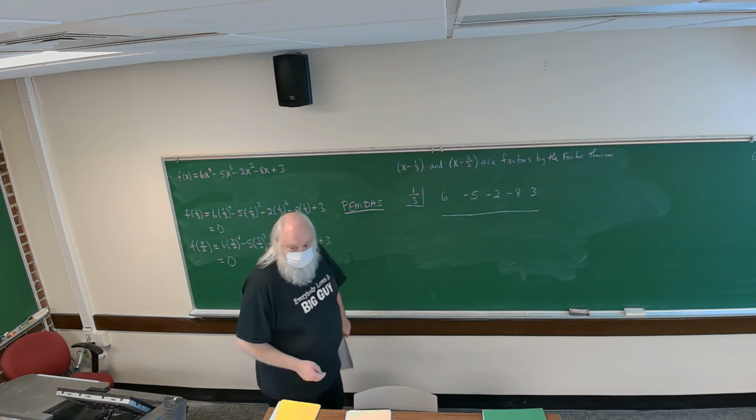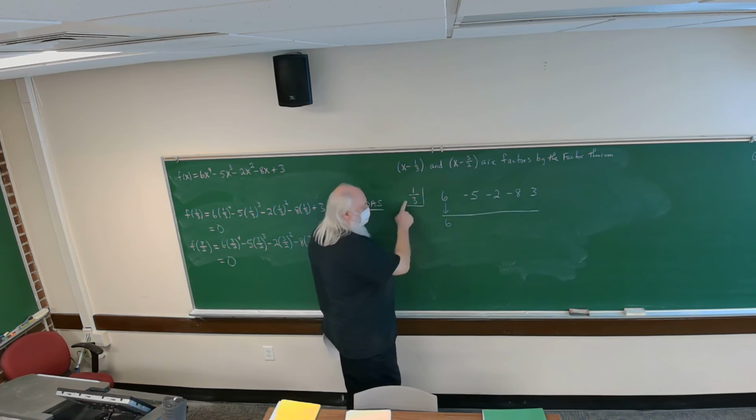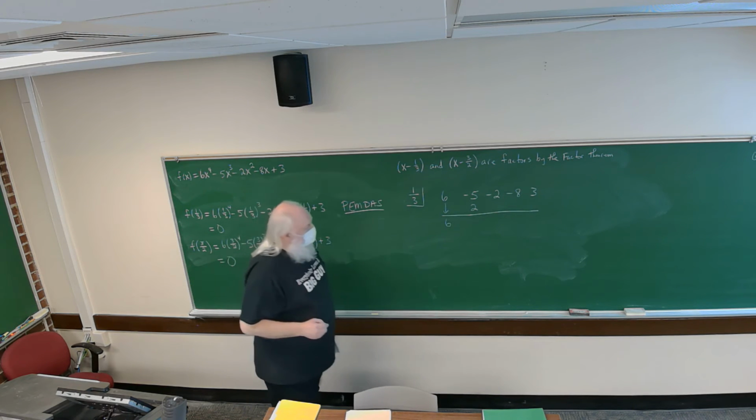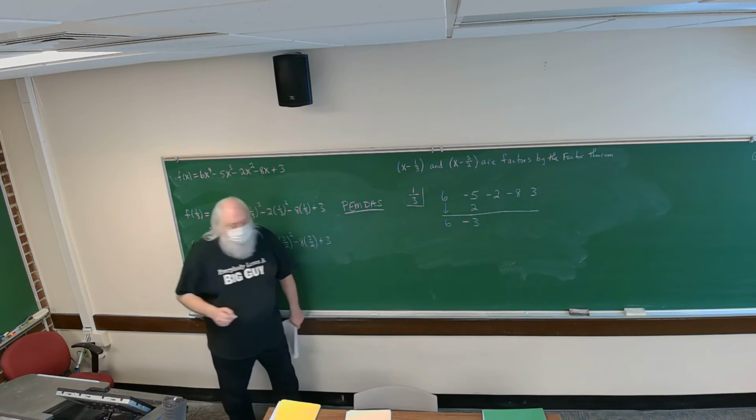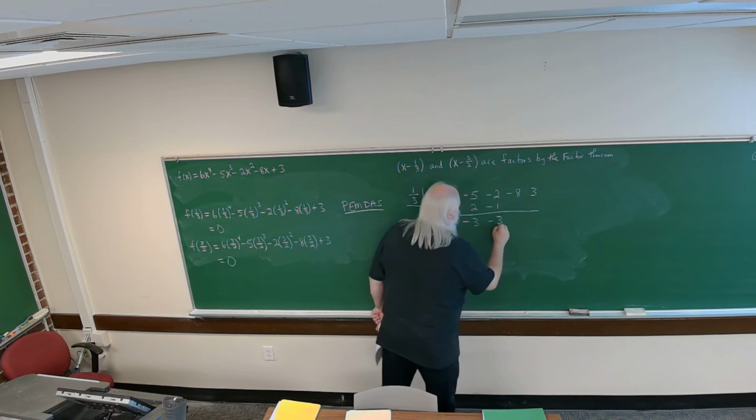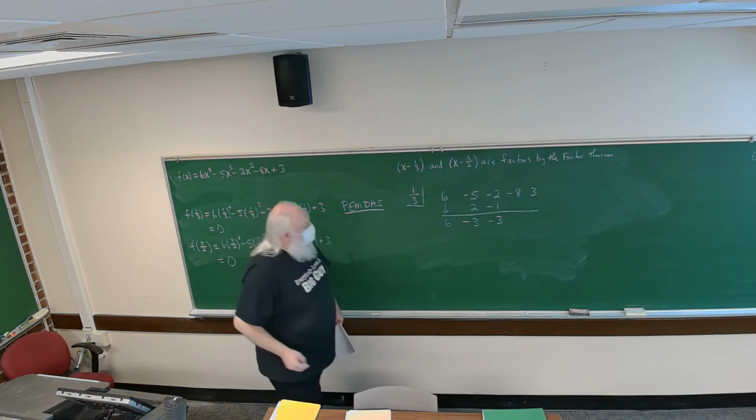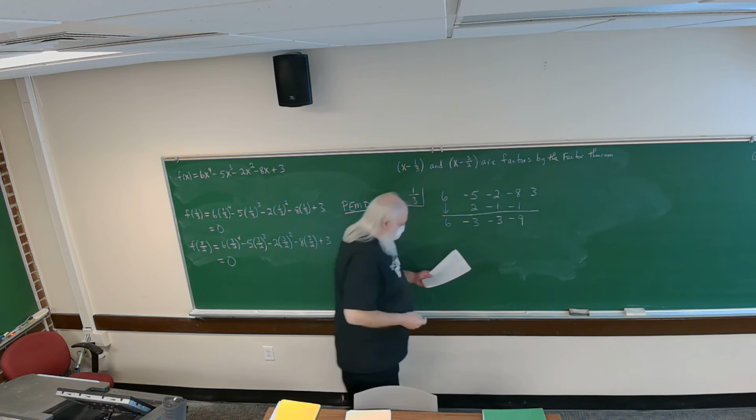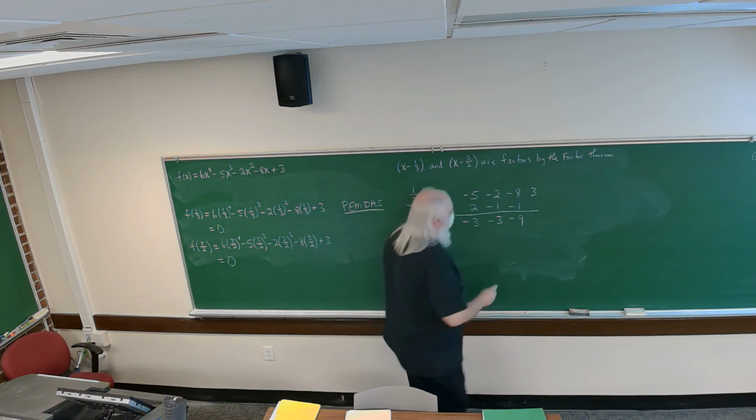So you know the procedure. Bring down the 6, multiply it by 1/3, you get 2. Put 2 in the next column. Add it to negative 5. You get negative 3. 1/3 times negative 3 is negative 1. Put it in the next column. Add it to negative 2. You get negative 3. 1/3 of negative 3 is negative 1 again. Add it to negative 8. You get negative 9. And 1/3 of negative 9 is minus 3.